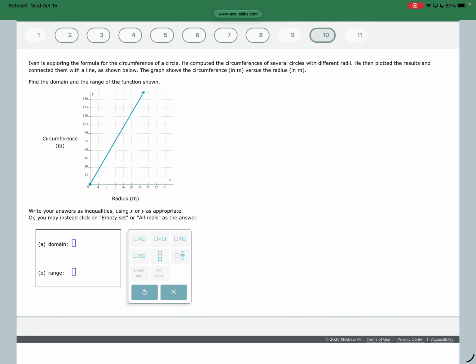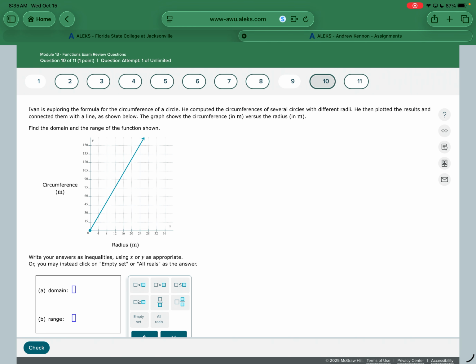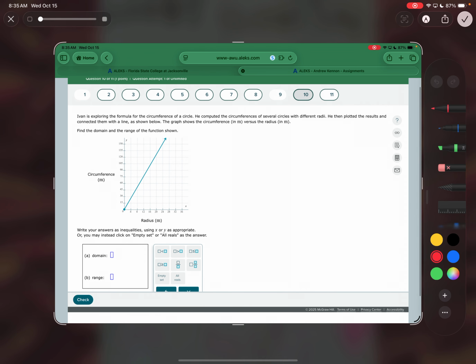So it did it to me again on the... Actually, we probably changed that to number 11. All right, number 10. Finding the domain range of a graph.